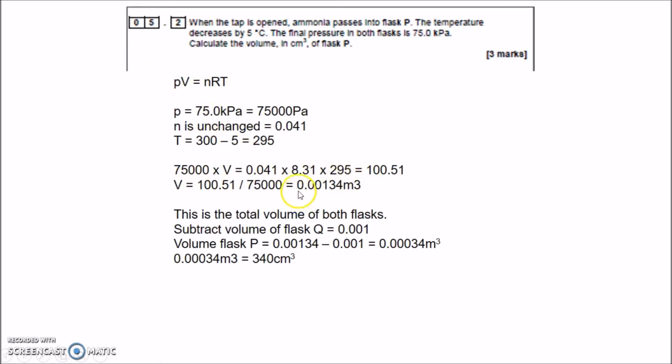Now I can convert it into decimeter cubed and then into centimeters cubed. To get from a large unit value in meters cubed down to a smaller one, decimeter cubed, I'd divide by 1,000, and to get decimeter cubed down into the next smaller one, centimeters cubed, I'd divide by 1,000 again. So that's the total volume of both flasks, both of them together. Do I know the volume of flask Q? Yes, I've been told that in the question. I worked it out earlier. It's 0.001.